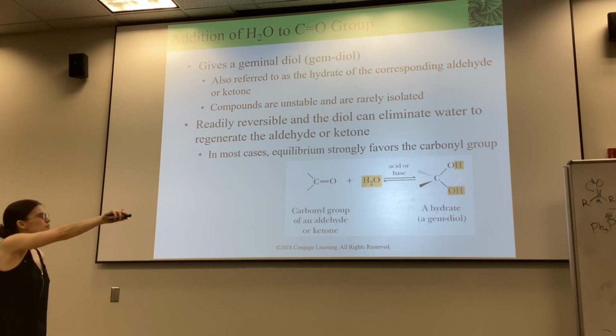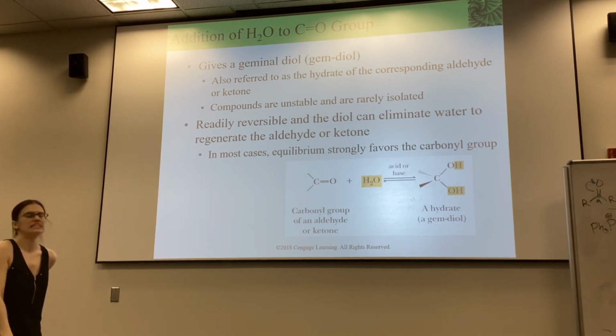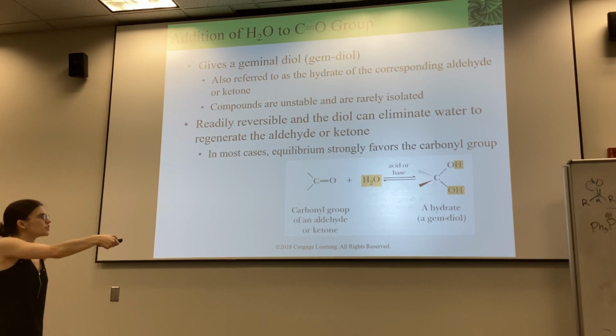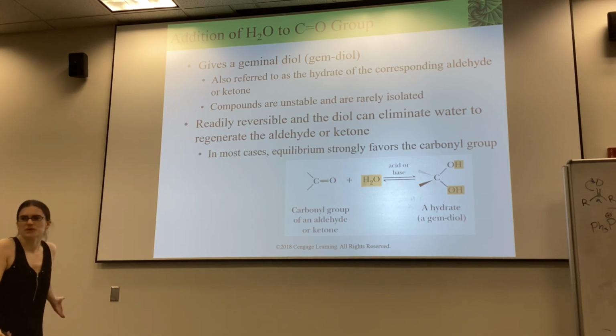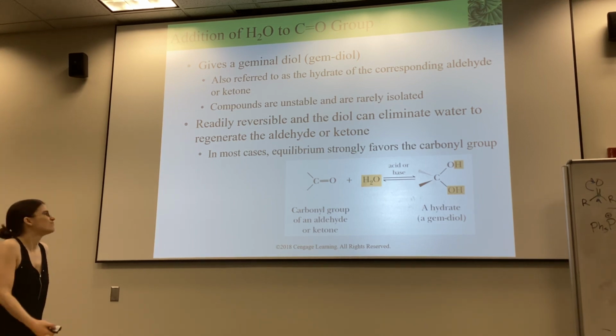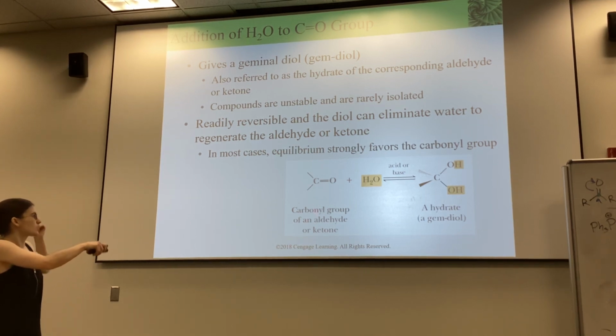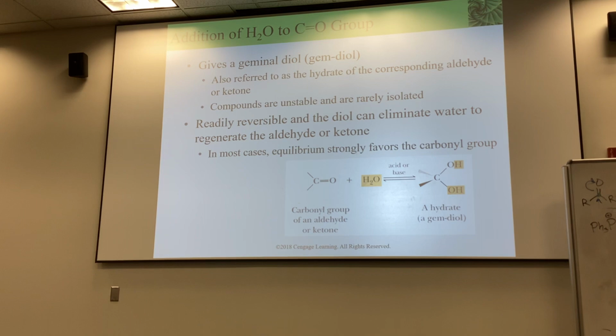So you can form this. It's not as stable as this, so equilibrium is definitely going to favor this. It's a reversible reaction, so in most cases equilibrium is going to strongly favor this side. But we can use this for certain things. This is readily reversible.